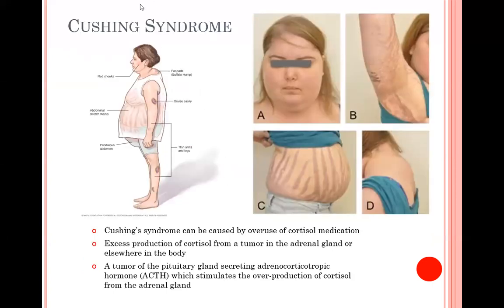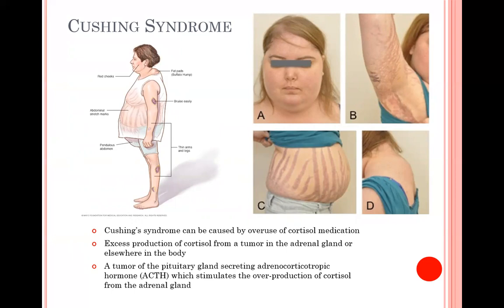So Cushing's syndrome can happen for a number of reasons. It can be caused from an overuse of cortisol medications. So people could develop this due to medications that they're on, or excess production of cortisol from a tumor. That's another reason this condition may happen: a tumor in the adrenal gland or somewhere else in the body that's pumping out excessive cortisol, like mega cortisol.